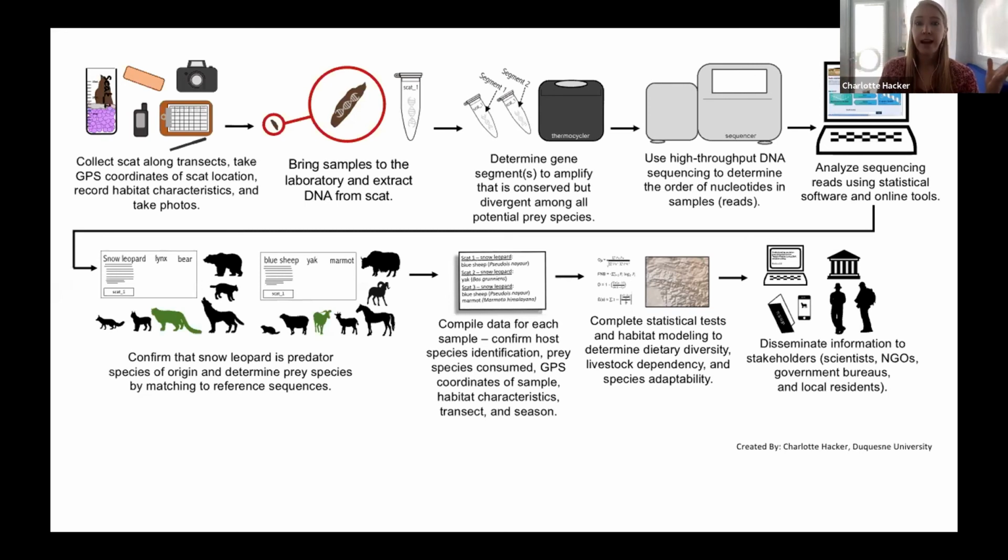And then you're going to go down the line, compile all of your data, and you can do a series of different statistical tests, habitat modeling, and get a really good idea of what's going on in the system. And of course, you're going to share that information with your different stakeholders that are involved in the study, and live with snow leopards and share these landscapes with them.